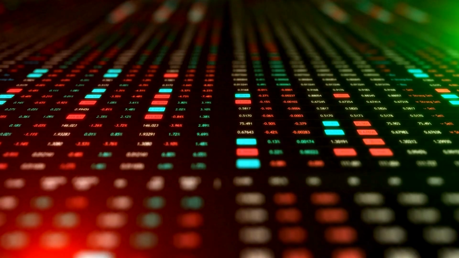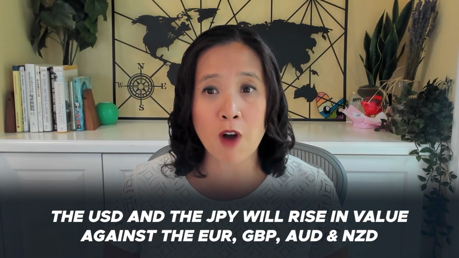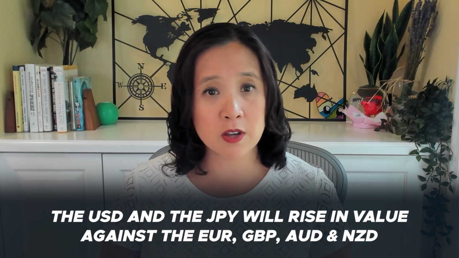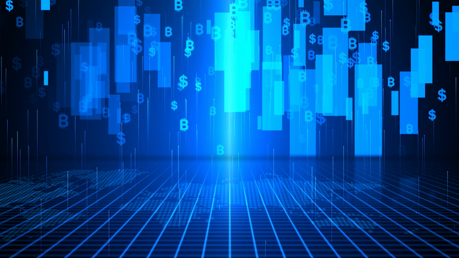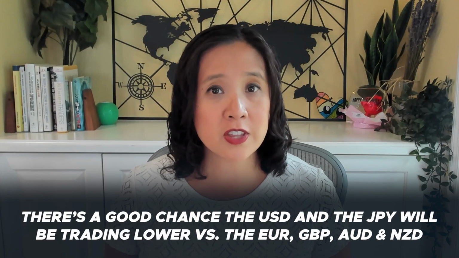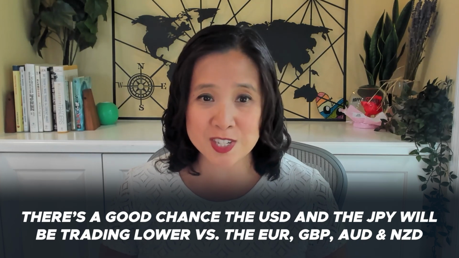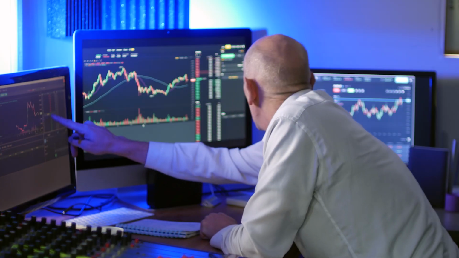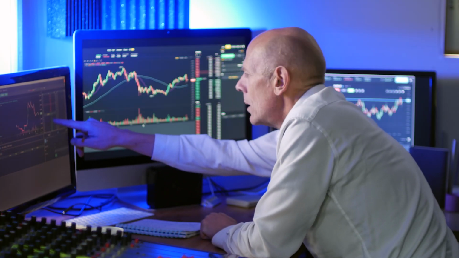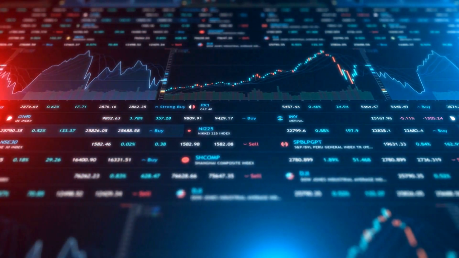For example, if stocks are down a lot, there's a good chance that the US dollar and the Japanese yen will rise in value against euro, sterling, the Australian, and New Zealand dollars. If stocks are up a lot, we're talking about triple digits here, there's a good chance the dollar and the yen will be trading lower versus the euro, sterling, the Australian, and New Zealand dollars. Now, of course, in any given day, there could be specific data or event risks to those countries that creates some sort of divergence, but it's a good rule of thumb, generally speaking.